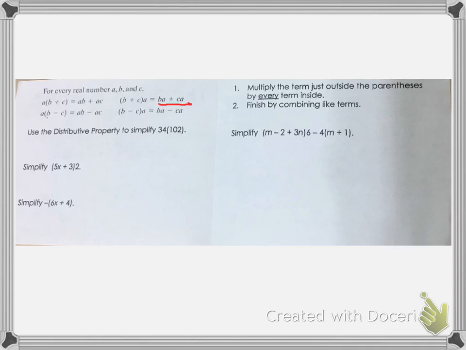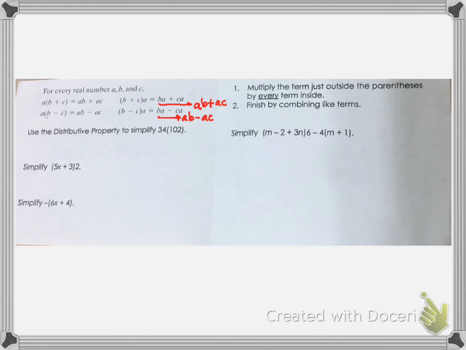So I would say this would be AB plus AC. And this one, instead of BA minus CA, I would say AB minus AC. Okay?